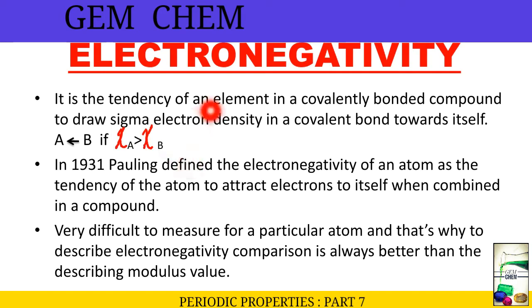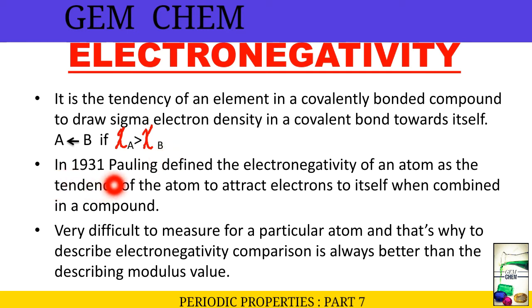Now what is electronegativity? It is the tendency of an atom in a covalently bonded compound to draw sigma electron density in a covalent bond towards itself. That is, suppose this is a molecule AB comprising A and B atoms, then the sigma electron density specifically is being attracted towards A, because the electronegativity of A, which is represented by chi A, is greater than the electronegativity of B.